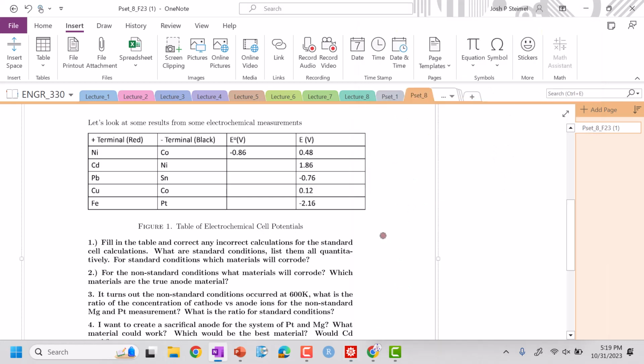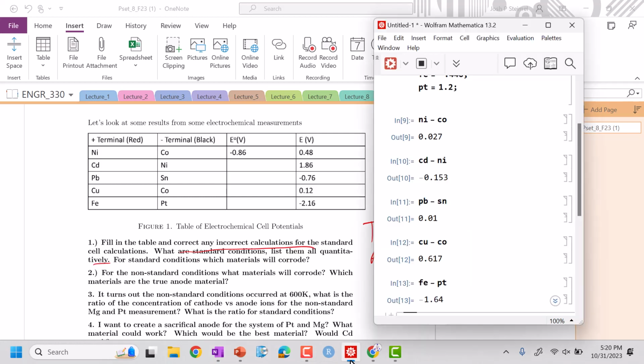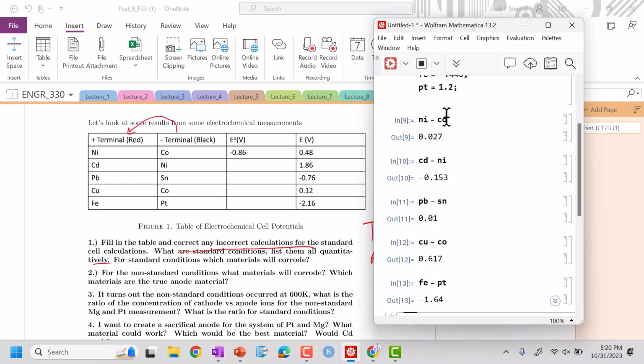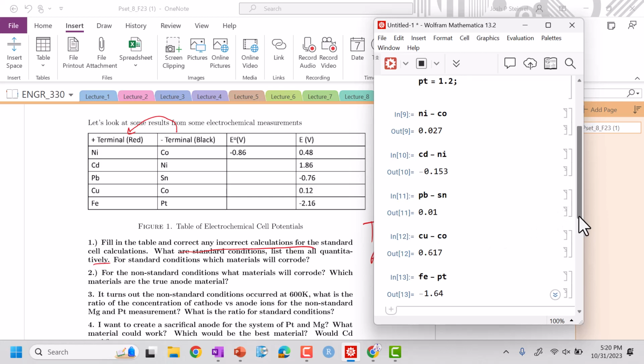What are standard conditions? Temperature equals 298 K, pressure equals 1 atm, and we're in a 1 molar solution of our own ions. For the first standard condition, what materials will corrode? If we have a positive voltage, electrons are moving from our negative terminal to the positive terminal, so our negative material is corroding. Here, Co is corroding. Here, Cd is corroding because we're negative, so electrons are flowing the other way. Sn here, Co here, and iron is corroding in our standard conditions.